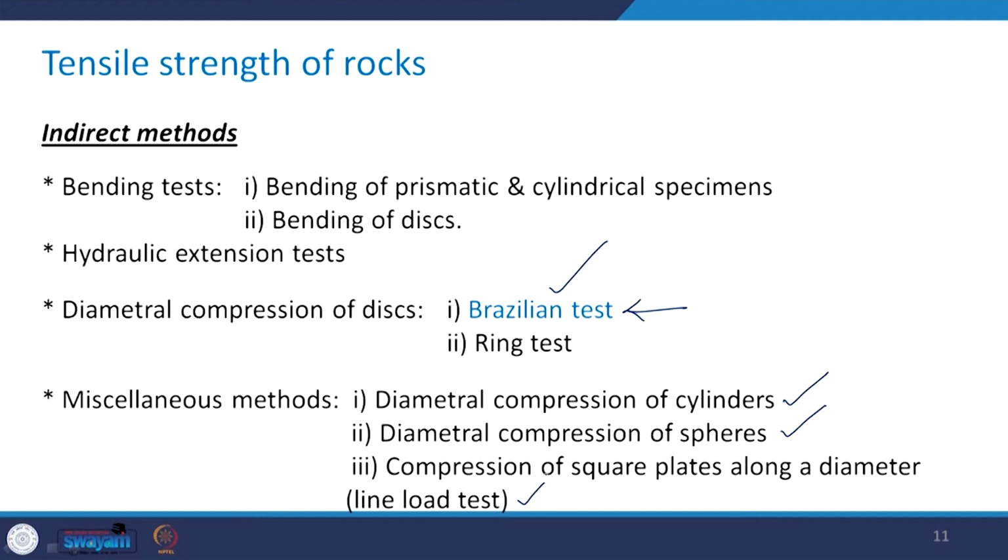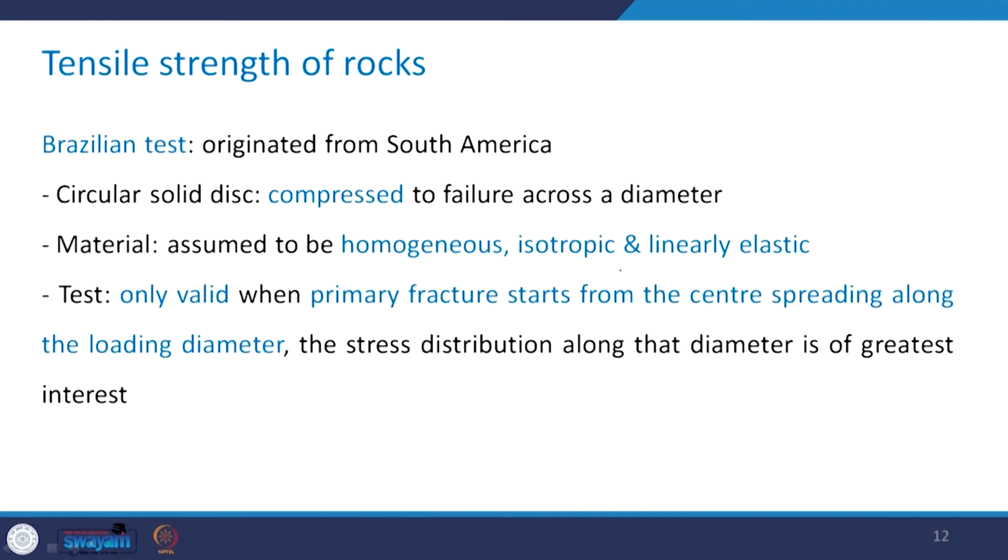As far as this course is concerned, we will be focusing only on this Brazilian test for the determination of tensile strength of rocks. As the name suggests, Brazil originated from South America. In this we have to take a circular solid disc. This is compressed to failure across a diameter.